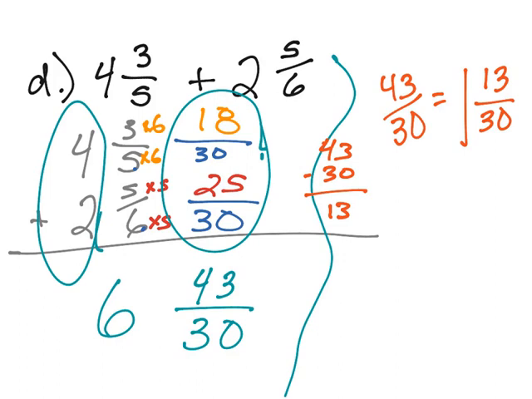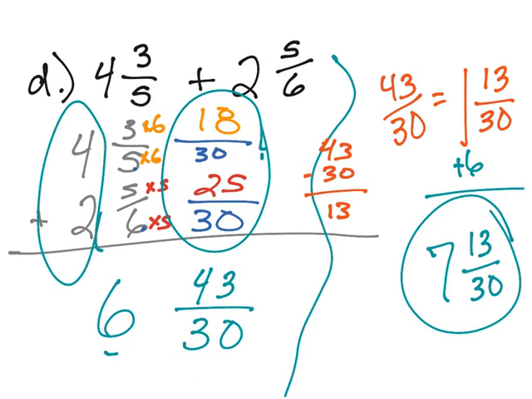So now if I take 1 13/30 plus my whole number of 6, my final answer is 7 13/30. And that, my friends, is adding mixed numbers.